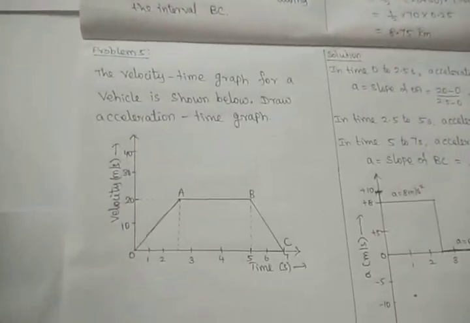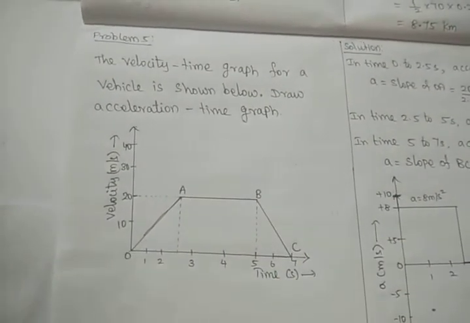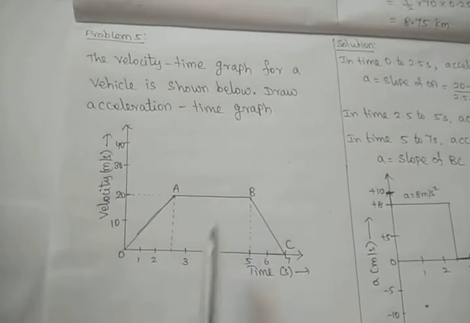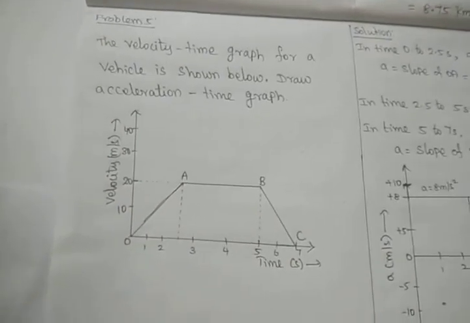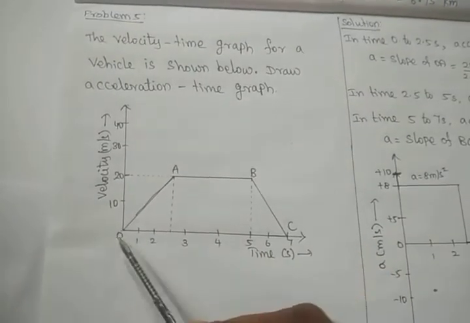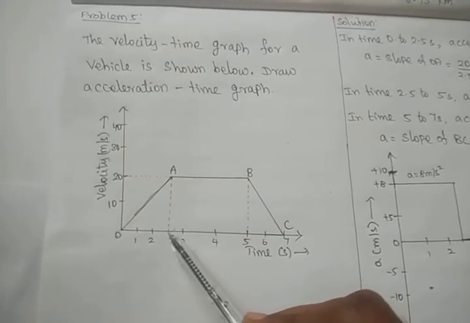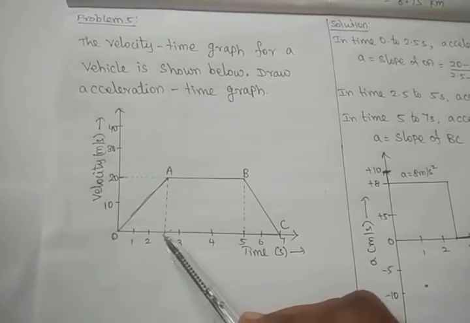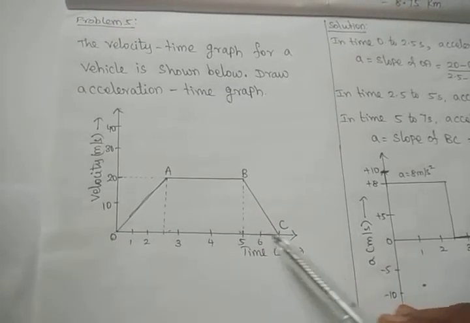Okay students, next we are going to see a very interesting problem. This graph represents a velocity time graph. You have to draw the acceleration time graph for this given velocity time graph. You have to calculate the acceleration for the time interval 0 to 2.5, then between 2.5 to 5, then from 5 to 7.